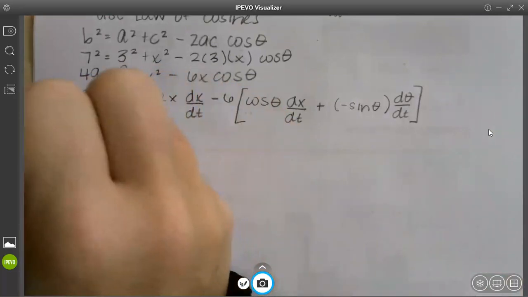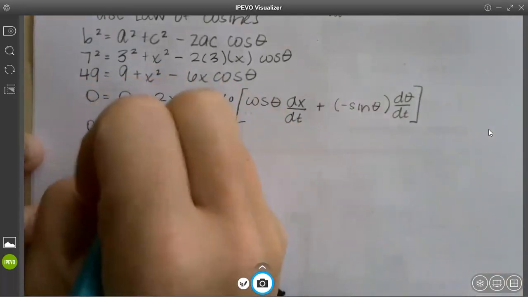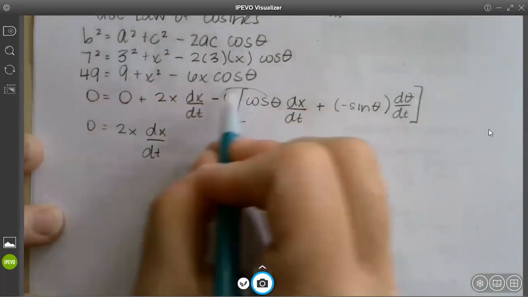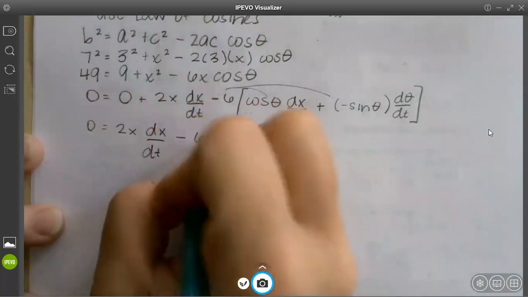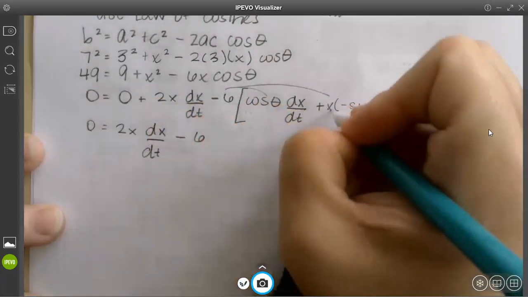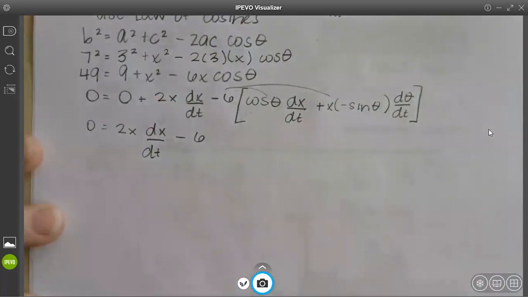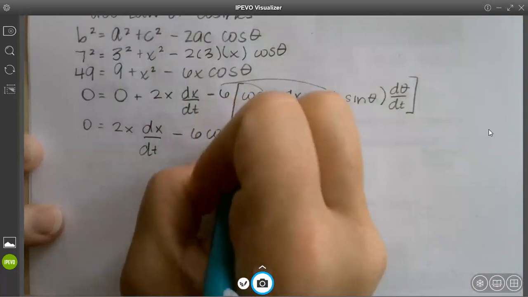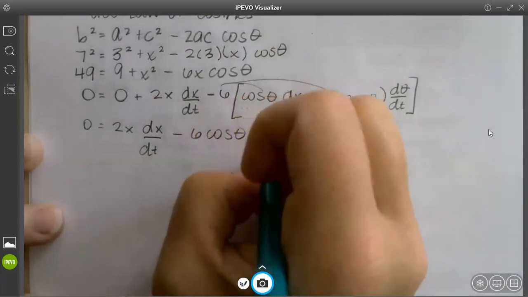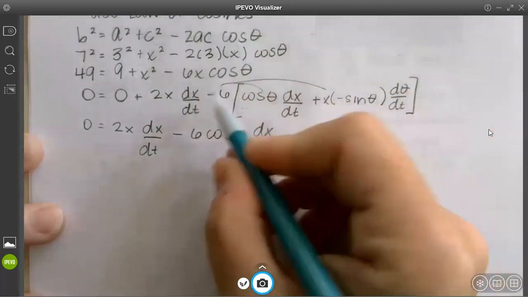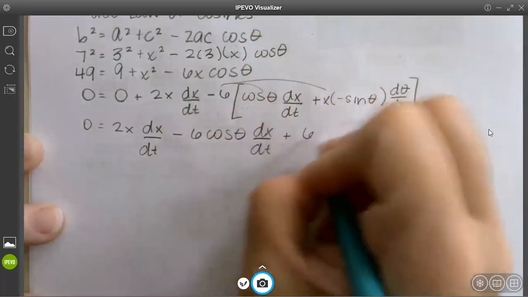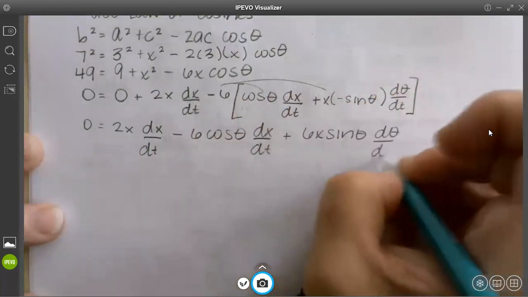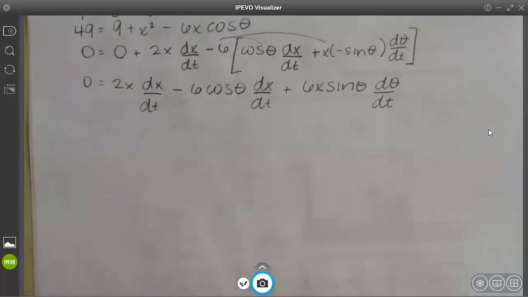Again, I'm going to clean this up. 2x dx over dt. You can multiply that negative 6 back in now. Sorry, I thought I wrote it. I'm sorry. Thank you. 6 cosine theta dx over dt. It's a negative times a negative, which makes a positive 6x sine theta d theta over dt. Thanks, KP. Appreciate that.